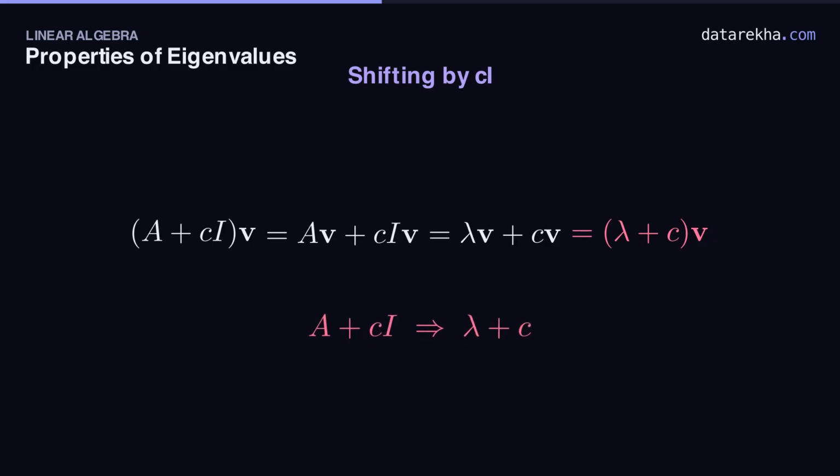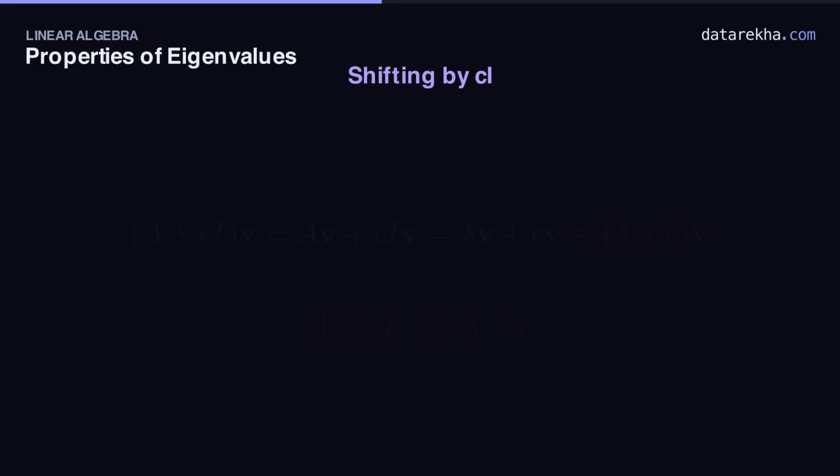Add 3 down the diagonal, and every eigenvalue climbs by 3. It is the single easiest rule to remember, and one of the most useful.